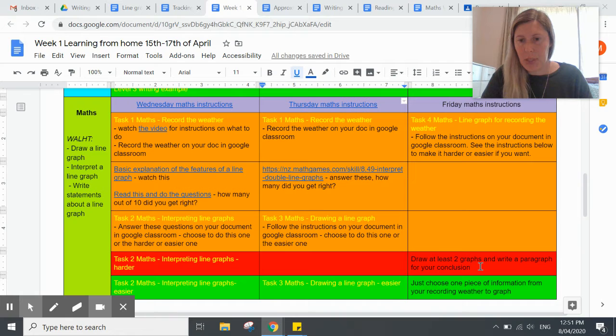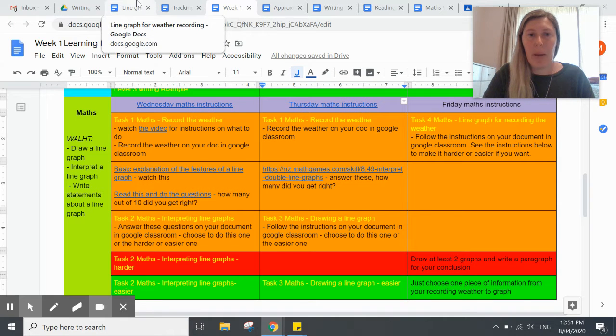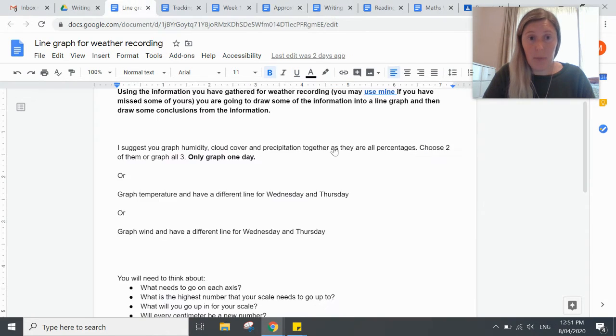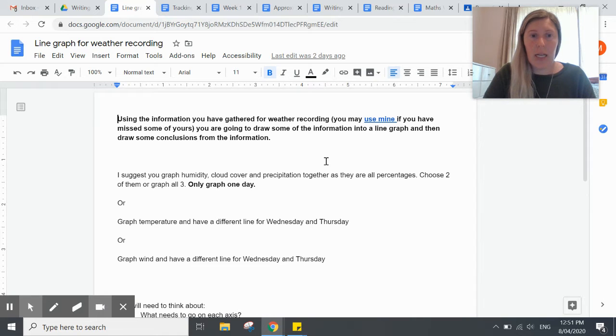So for the harder option, you could draw at least 2 graphs and write a paragraph for your conclusion. And for the easier option, just choose one piece of information from your recording weather to graph, just one information, one day.